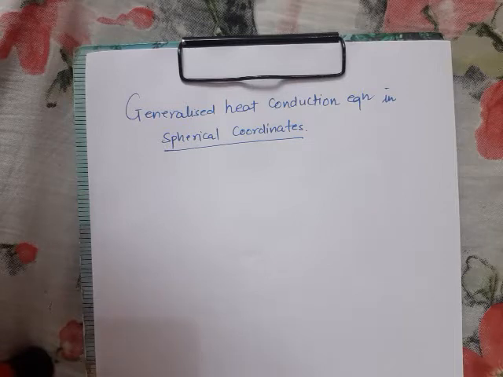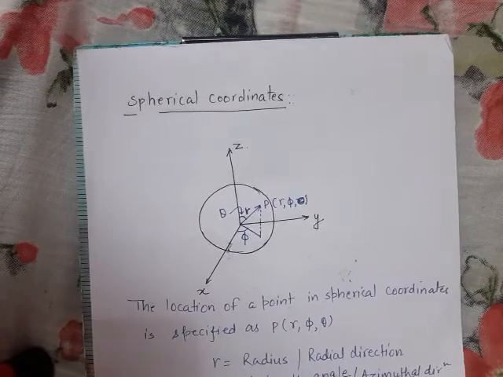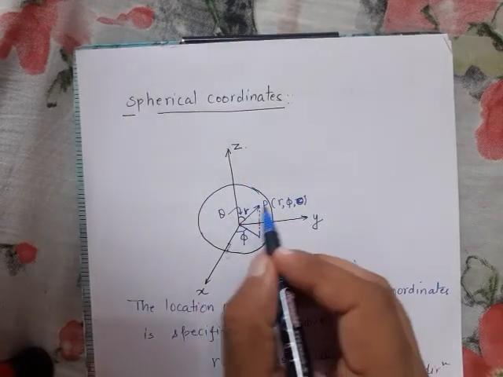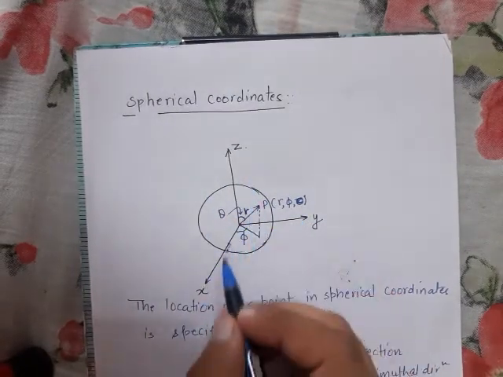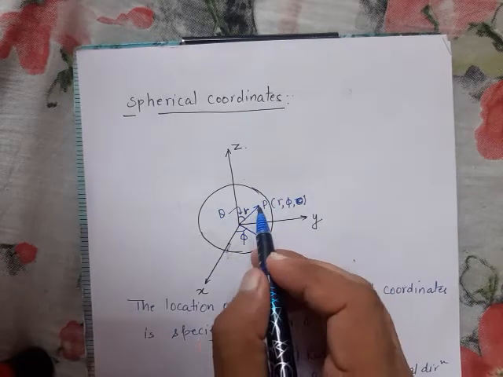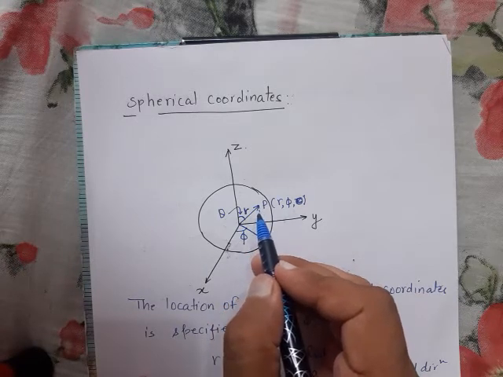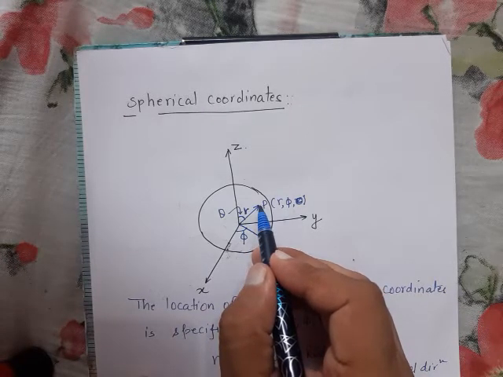We need to understand how a point is specified in spherical coordinates, how the location of a point is specified in spherical coordinates. So this is a diagram indicating the spherical coordinate system. Let us take three mutually perpendicular directions x, y and z. This is the sphere. Now if I want to locate a point P inside the sphere, how can this point P be located? What are the different parameters we need to define this point P?